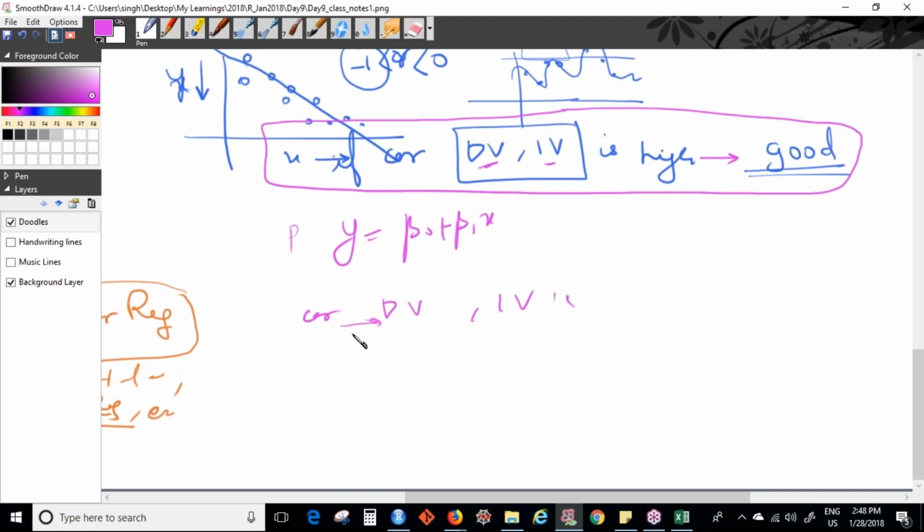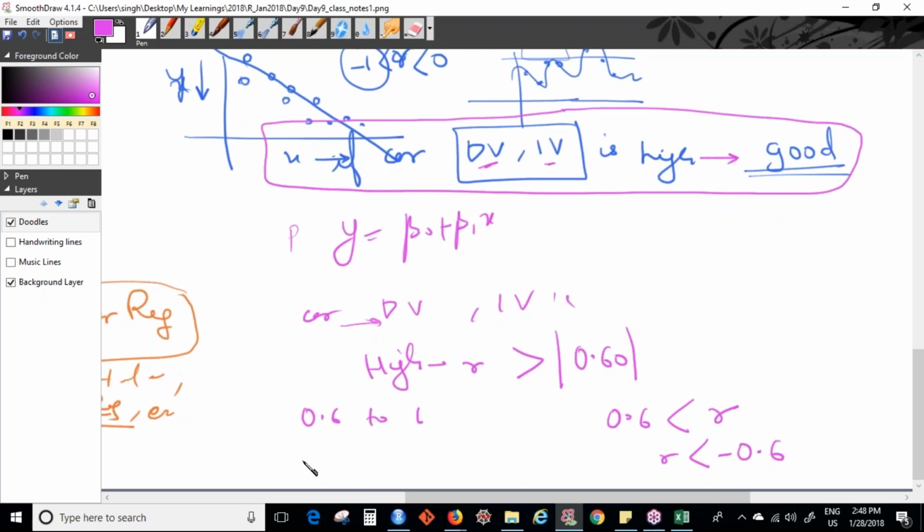And what do I consider as high correlation? Again, that is subjective, but we usually consider R to be high if the absolute value of R is greater than around 0.6. That means if it is greater than 0.6 or less than -0.6, so 0.6 to 1 or -1 to -0.6. So this is high R, this range.